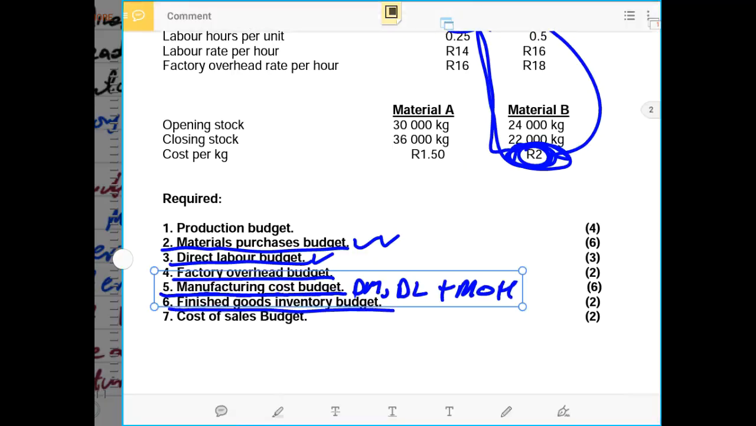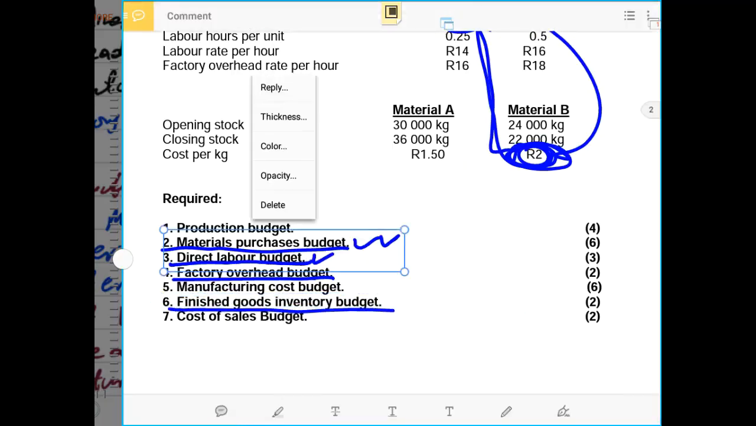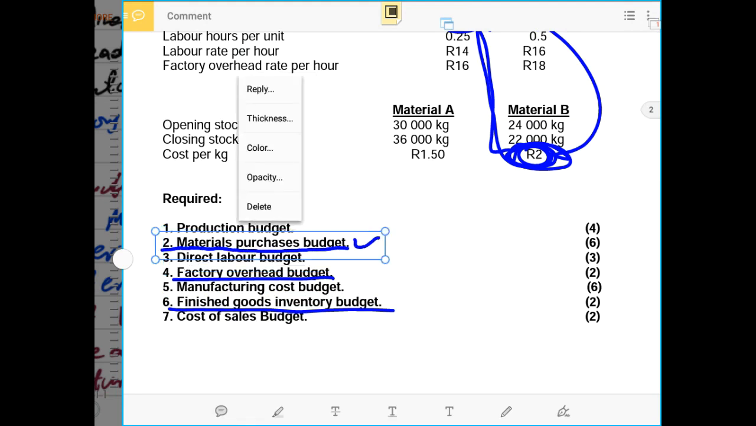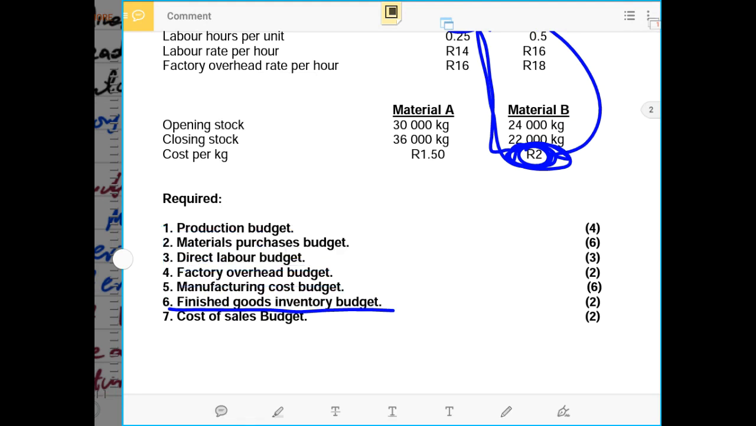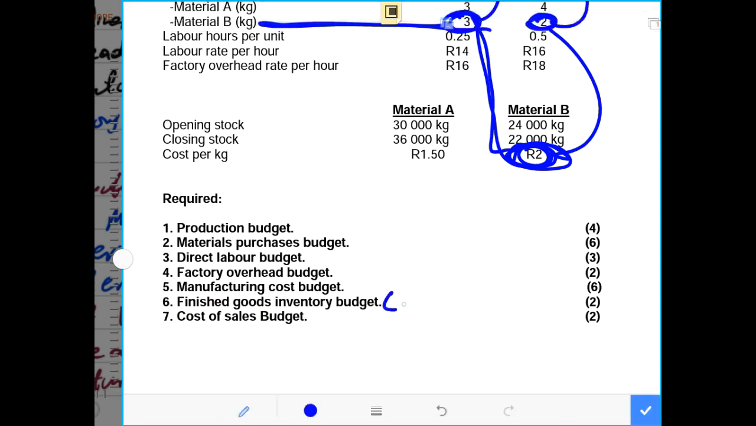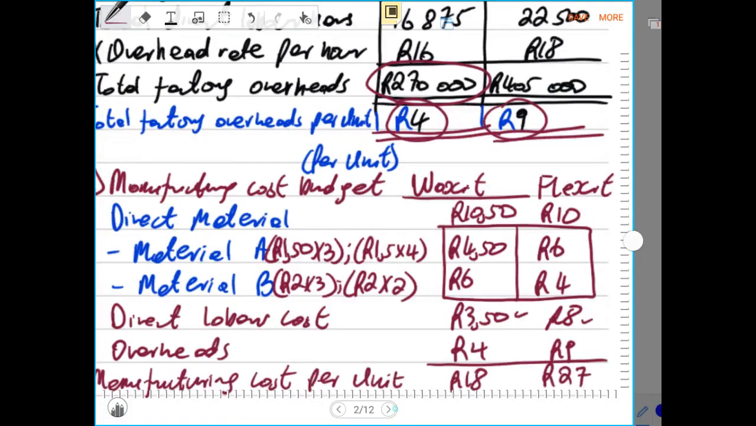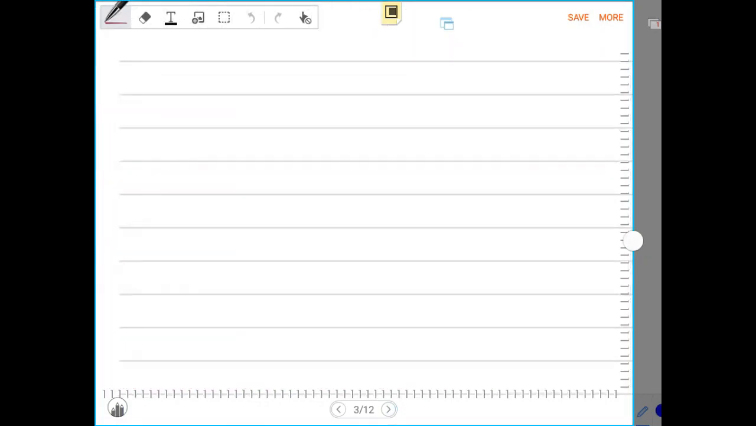And please be informed that the finished goods budget is based on the closing stock. This, in other words, is the closing stock. So now we are doing the finished goods budget, which is the calculation of the value of the closing stock. That is budget number 6, finished goods budget.